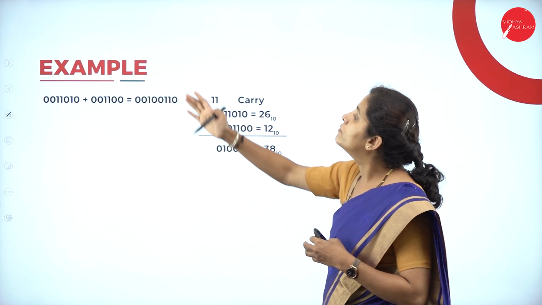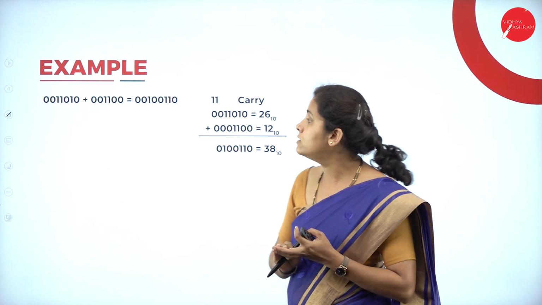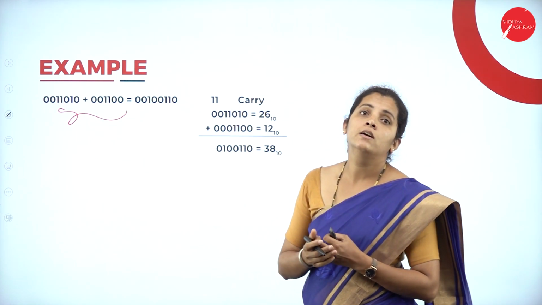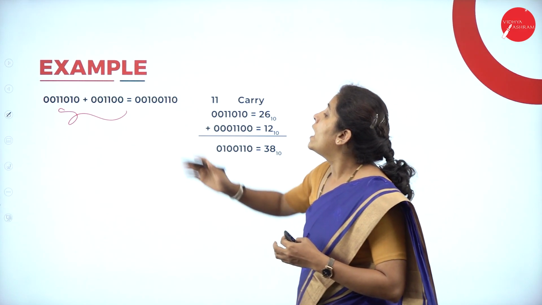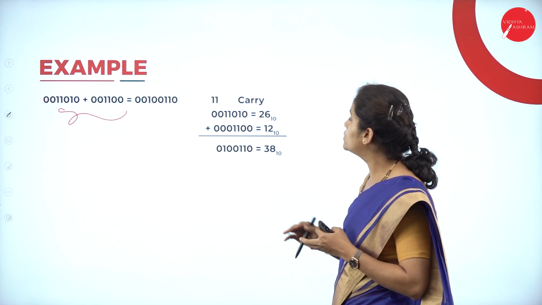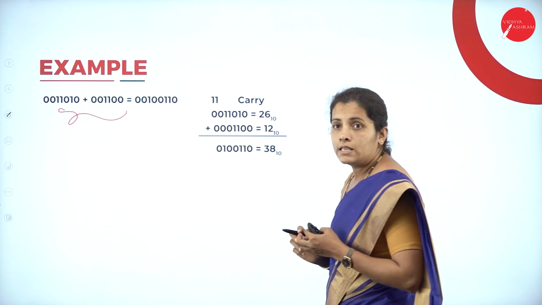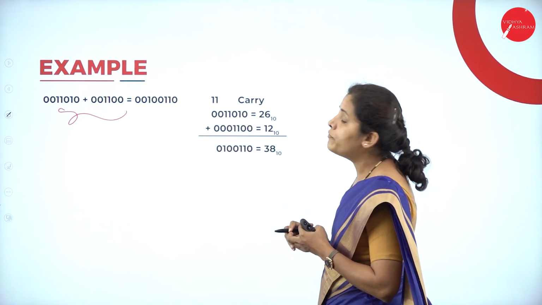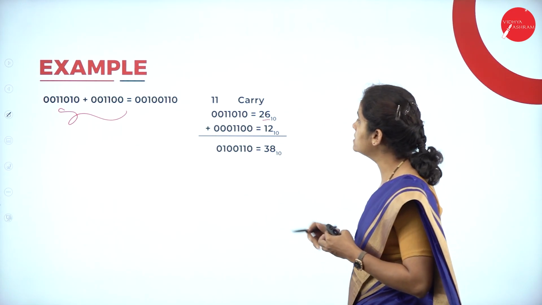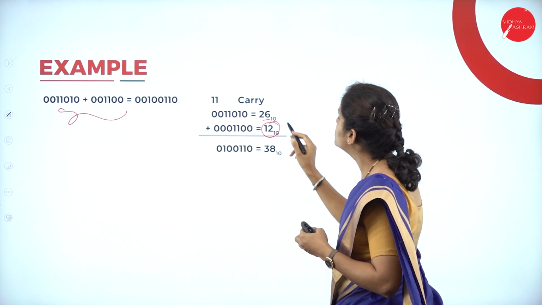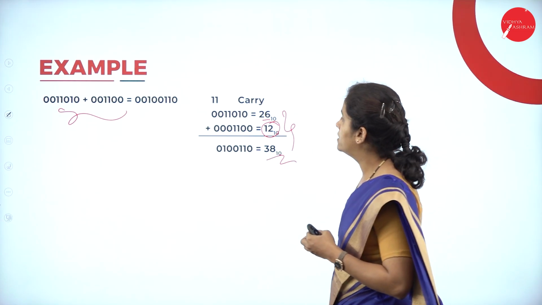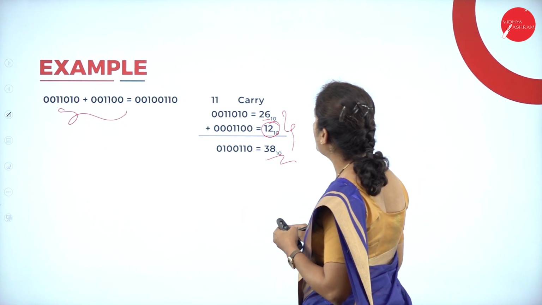Moving further, we are going to consider another example. This is my actual binary value. I want to add these two values together. The decimal representation of the given binary numbers is 26 and 12. After adding, I want to get 38. So this is the actual value I have.